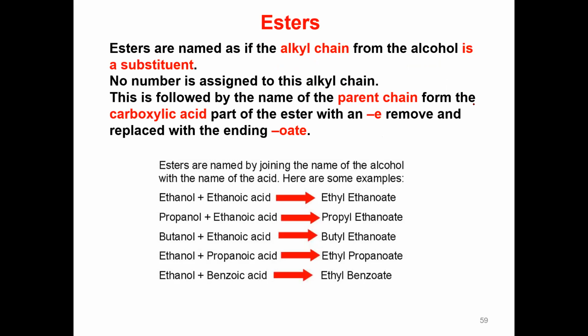Here are some example. So kita naming dia untuk ester ni, rule dia kita naming based on the alcohol dan juga carboxylic acid. Contoh, you ada ethanol dengan ethanoic acid. So bila you campur dia akan jadi ethyl ethanoate. So bahagian carboxylic acid ni yang akan jadi parent chain. So daripada ethanoic acid kita akan tukar kepada ethanoate. Ethanol kita akan tukar kepada ethyl.